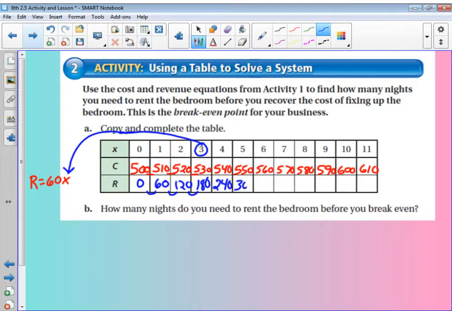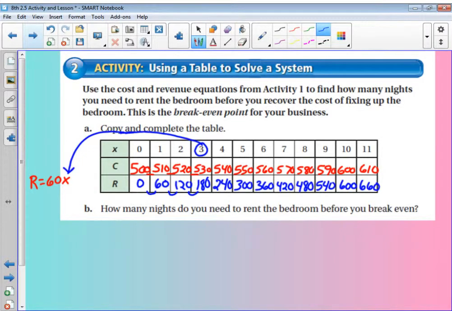So 300, 360, 420, increase by 60 is going to give us 480. And then increase by 60 would give us 540, 600, and 660. Okay, so we could continue, but once again, we're going to go ahead and stop there.